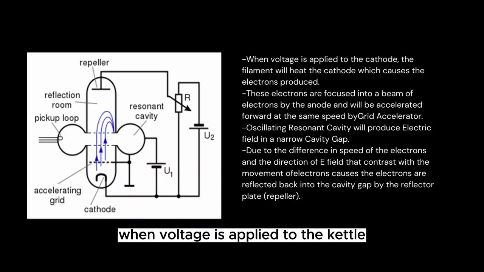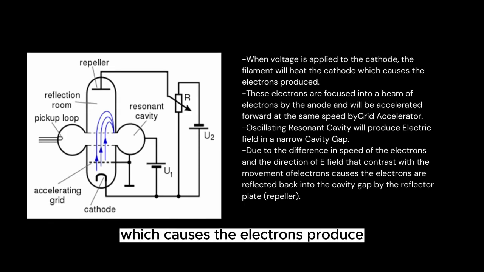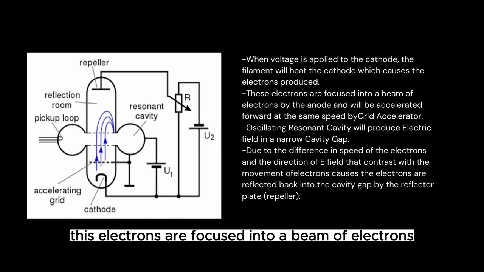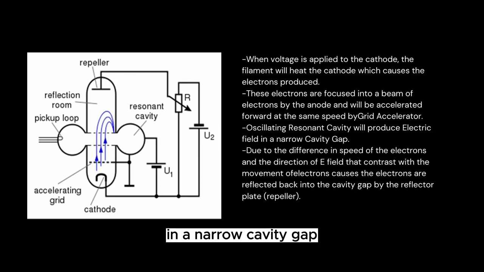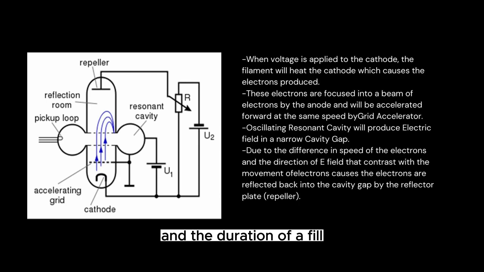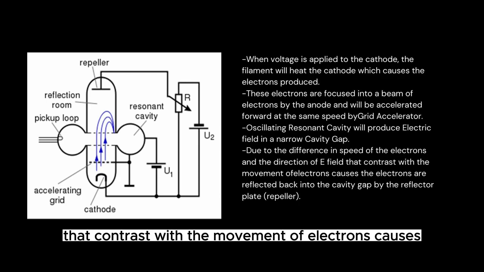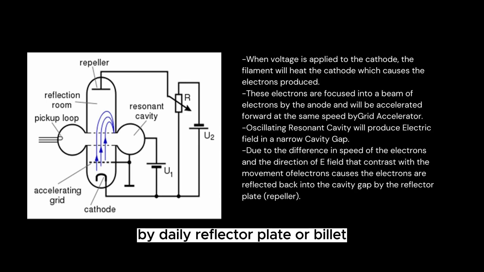When voltage is applied to the cathode, the filament will heat the cathode, which causes the electrons to be produced. These electrons are focused into a beam of electrons by the anode and will be accelerated forward at the same speed by the grid accelerator. The oscillating resonant cavity will produce an electric field in a narrow cavity gap. Due to the difference in speed of the electrons and the direction of the E field, which contrasts with the movement of electrons, the electrons are reflected back into the cavity gap by the reflector plate or repeller.